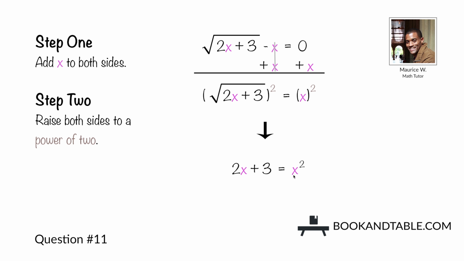The variable now appears twice and in different degrees. So this is to a degree of 2, this is to a degree of 1, so we won't be able to combine them. So instead we want to move these two terms to this side to create a polynomial.